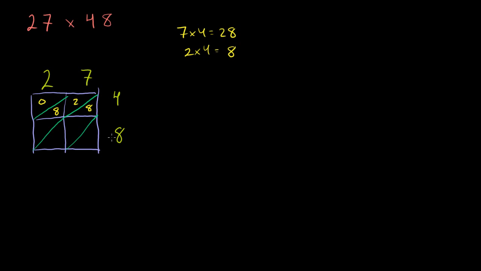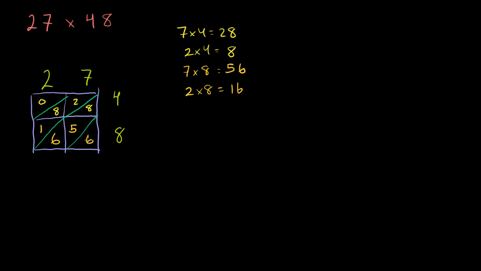Then you have 7 times 8. 7 times 8 is equal to 56. So we write down a 5 and a 6. And then finally, 2 times 8 is equal to 16. So you write down a 1 and a 6, just like that. And we're done all of our multiplying. Now we're ready to add.